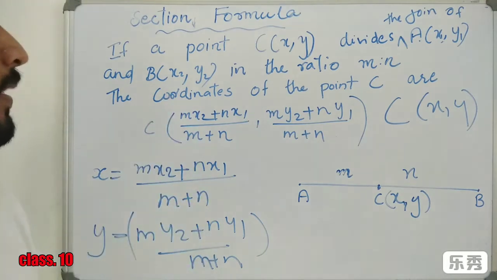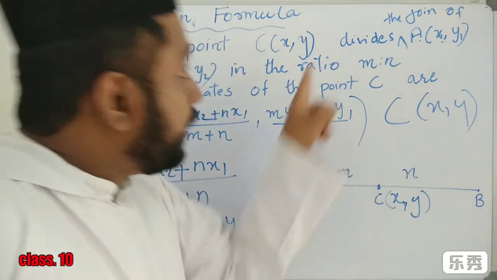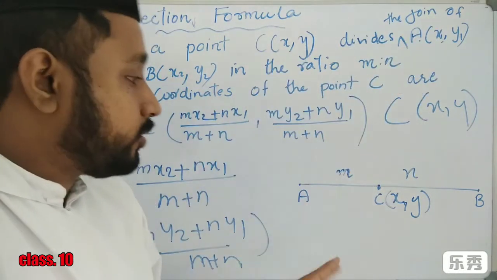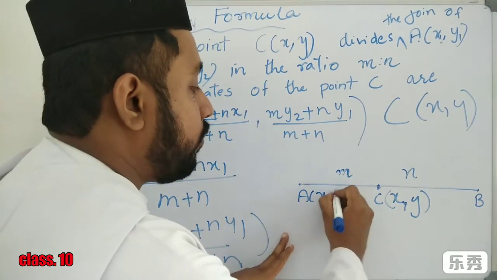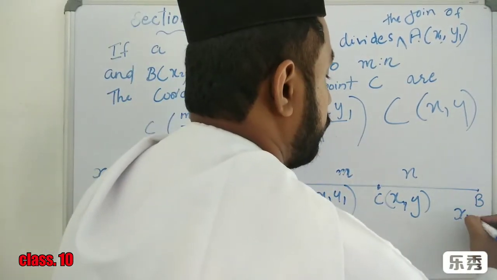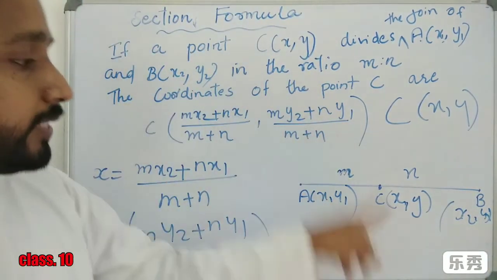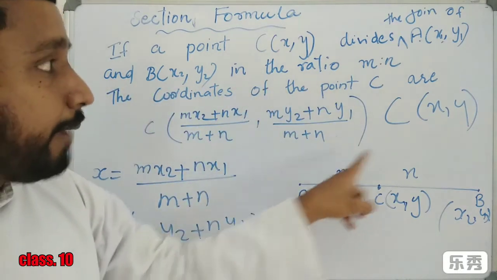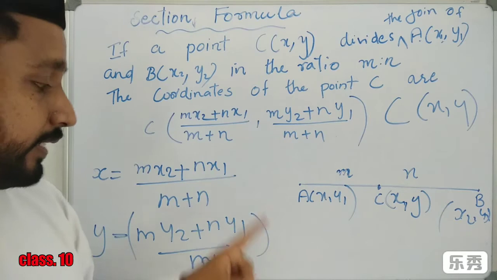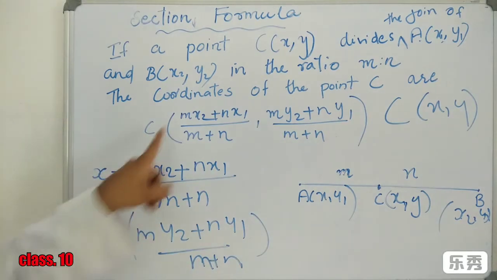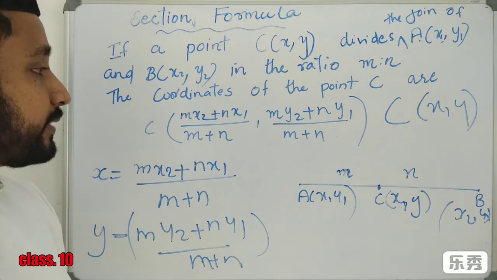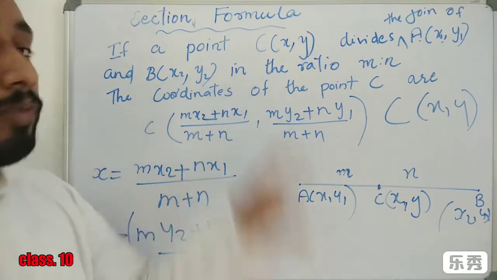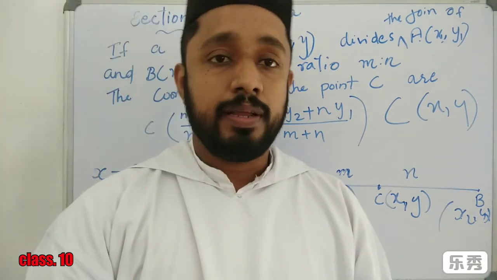That is, the section formula means if a point C(x, y) divides the join of A(x1, y1) and B(x2, y2) in the ratio m:n, the coordinates of the point C are ((m x2 + n x1) / (m + n), (m y2 + n y1) / (m + n)). These are the coordinates of C. This formula is known as the section formula.